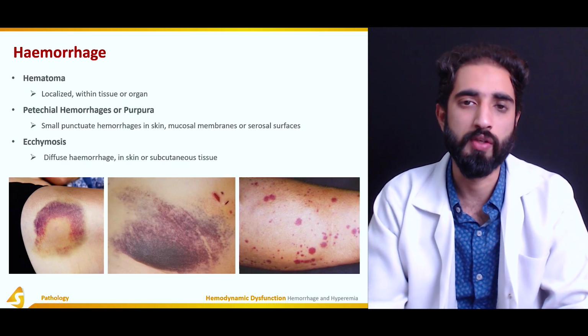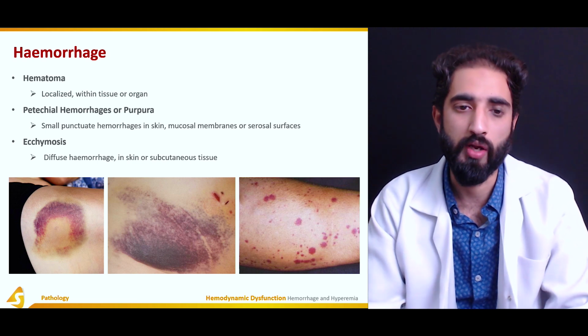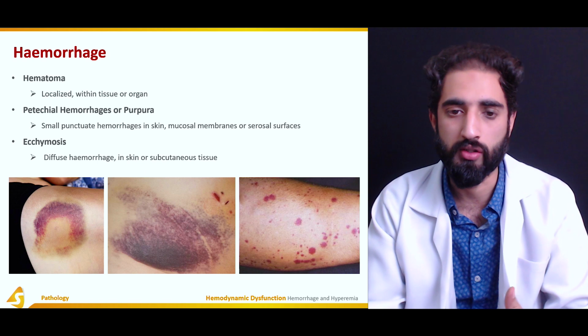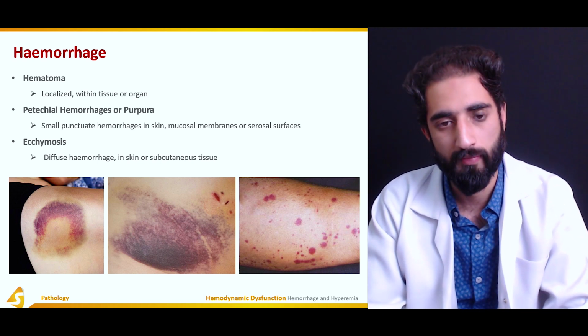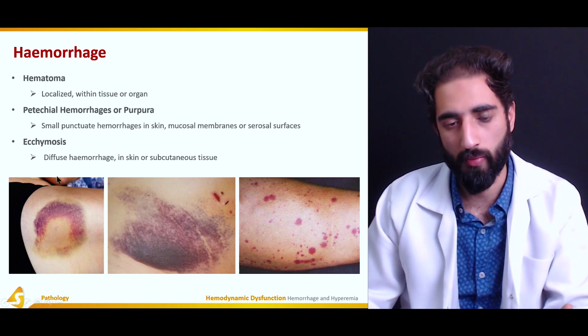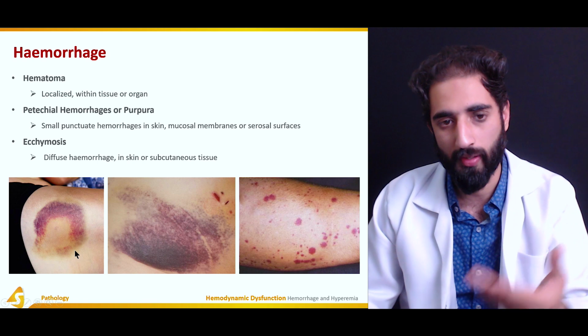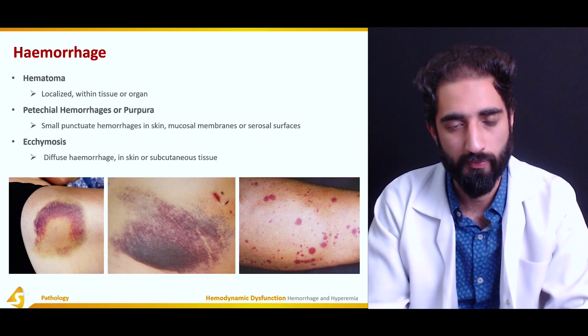Hemorrhage can be of different types. Hematoma is a type of hemorrhage which is localized within the tissue or organ and it does not come out, as you can see here in this picture. So this is an example of hematoma in which there is an internal bleed, but it was not able to come out of the skin.